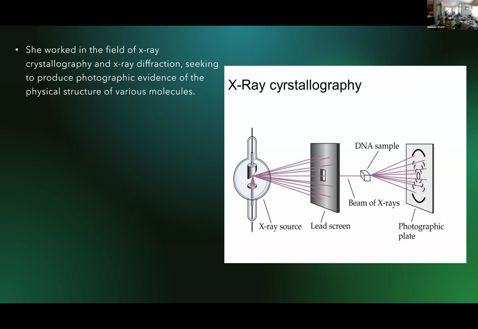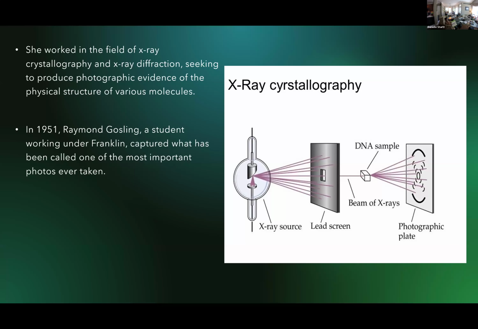So she worked in the field of X-ray crystallography and X-ray diffraction, seeking to produce photographic evidence of the physical structure of various molecules. We had some idea how molecules were shaped based on how atoms interact with one another, based on how bonds are. If you remember, those of you who did chemistry with me, there are certain ways to draw models of molecules. So basically she was taking pictures of them because she wanted to prove it. And then there were some molecules we didn't know how they were structured, one of which was DNA.